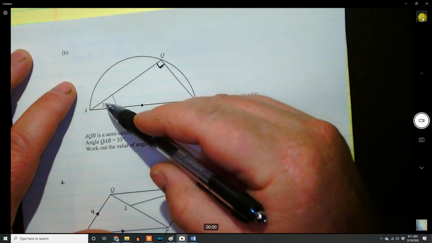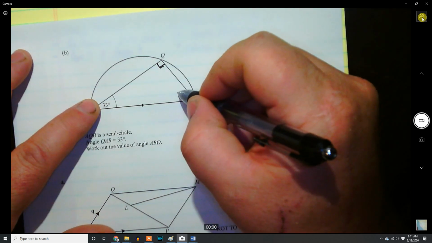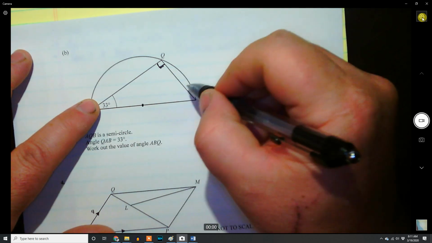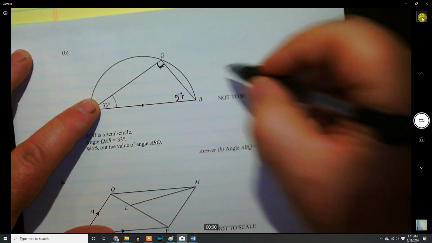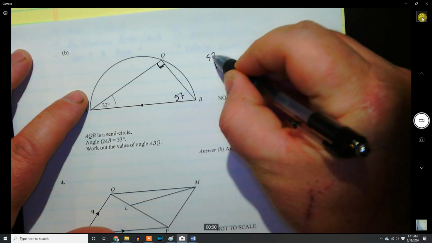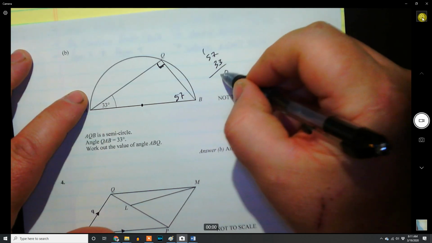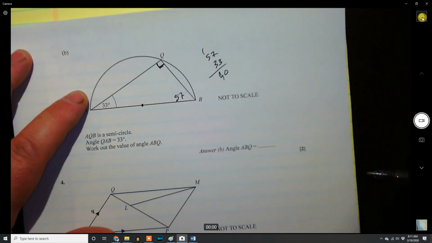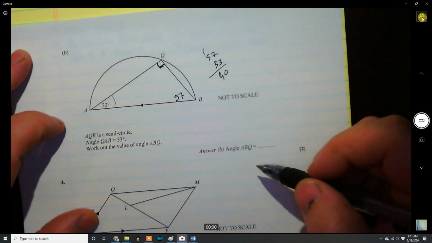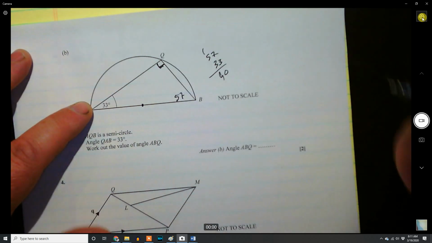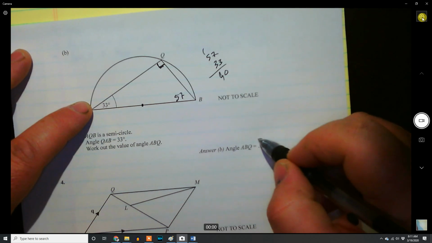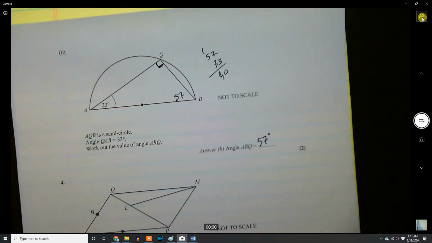All right, so that's 33, and that makes this one going to have to be supplementary to that, so this is going to be 57. Now let's just go ahead and make sure. 57, 33, it's easy to make silly mistakes. There we go, 90. Boom, done. All right, so the angle ABQ is what we're supposed to find out. We found out that it's 57 degrees.